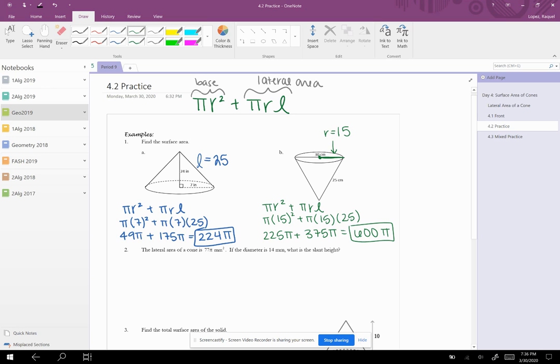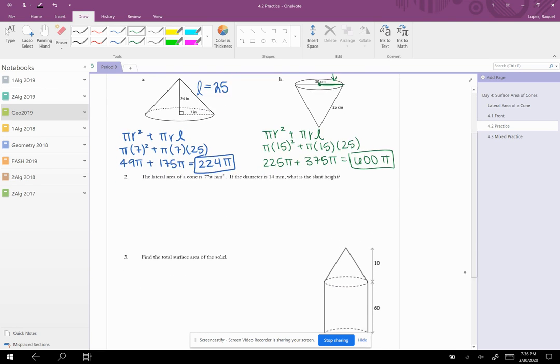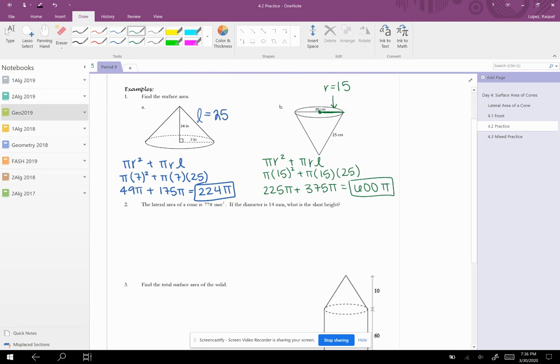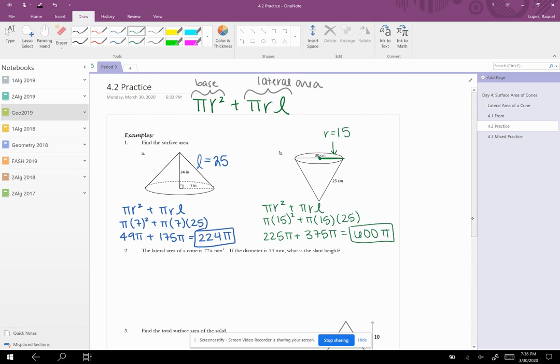Okay. Alrighty, so let's go ahead onto this one. The lateral surface area of a cone for number 2 is 77 pi millimeters squared. If the diameter is 14 millimeters, what's the slant height? Okay, so I'm going to go ahead and highlight what I know. I know the lateral area is 77 pi, and I know that the diameter is 14.